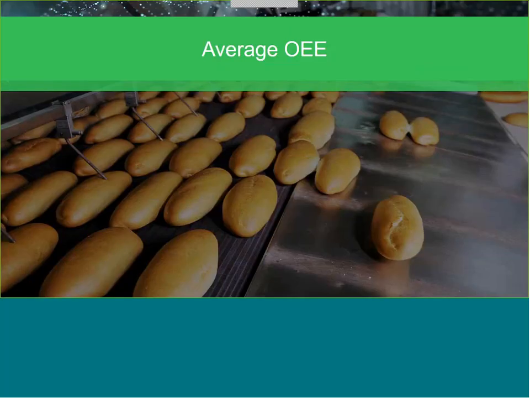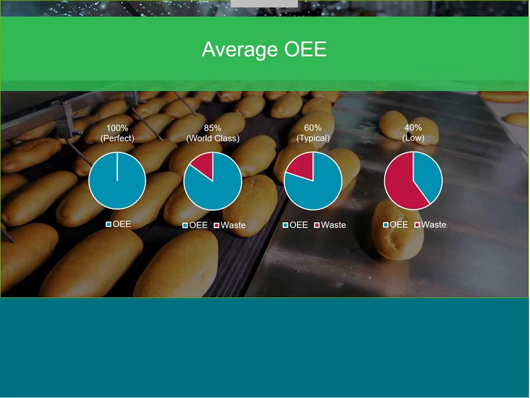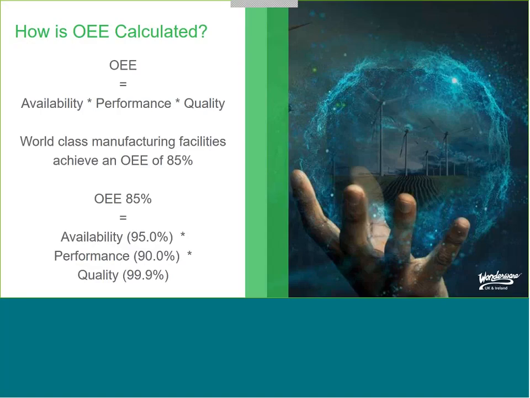So OEE, as a measurement, is expressed as a percentage of your theoretical maximum output. So on the left here, we see 100% being perfect. World-class levels are reported at 85%. But we see most companies average around the 60% mark, some as low as 40. So there's plenty of scope there for improvement.